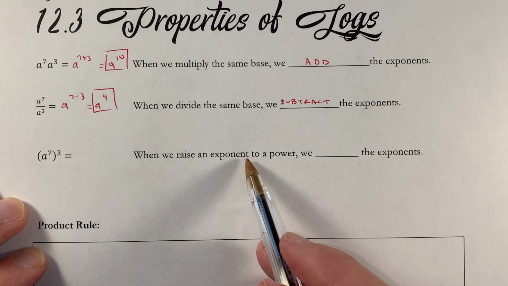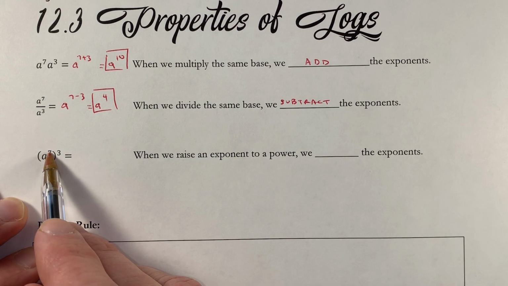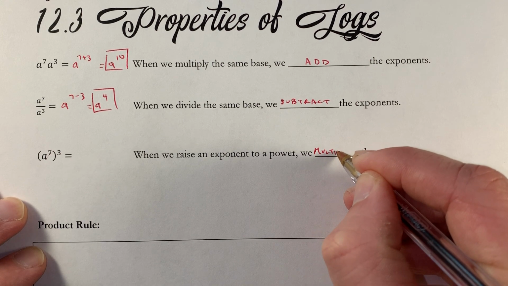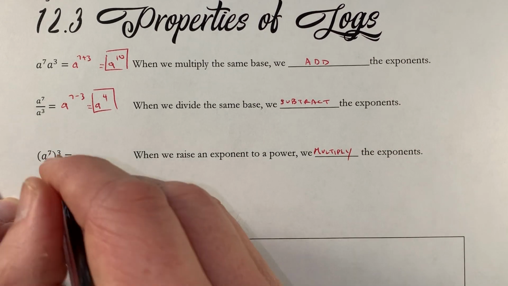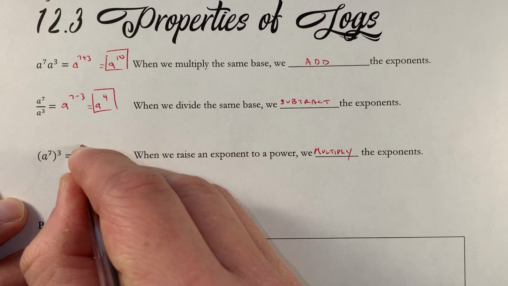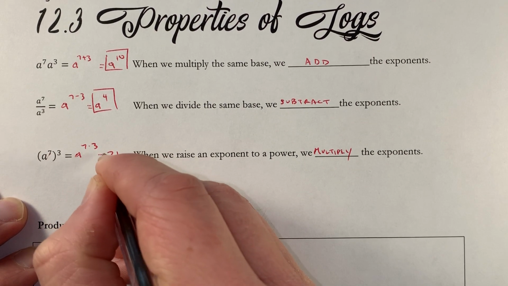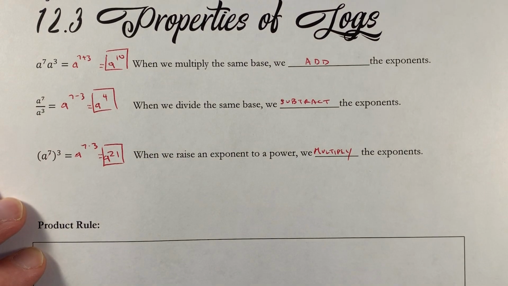And when we raise an exponent to a power, so a to the 7th to the 3rd power, we can multiply the exponents. So that's a to the 7 times 3 power, or a to the 21, a to the 21st power.